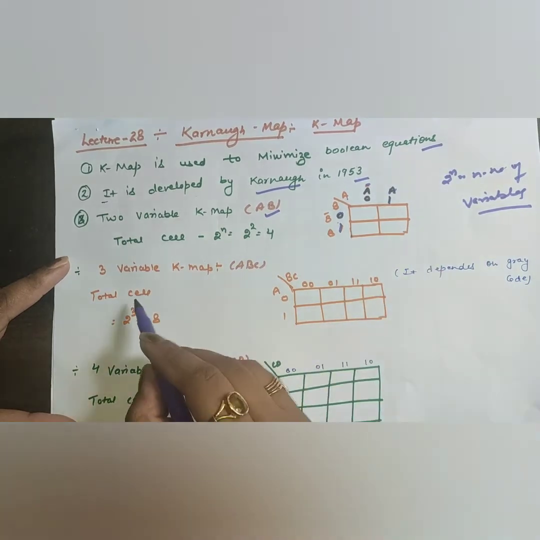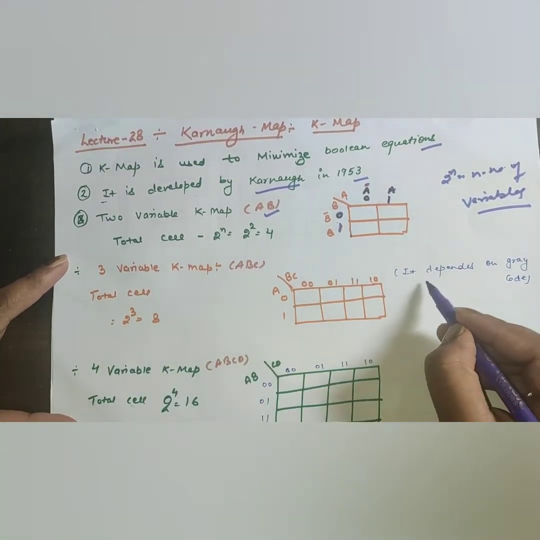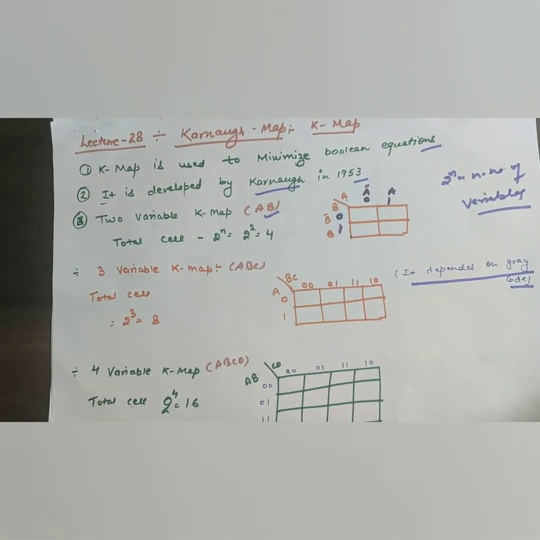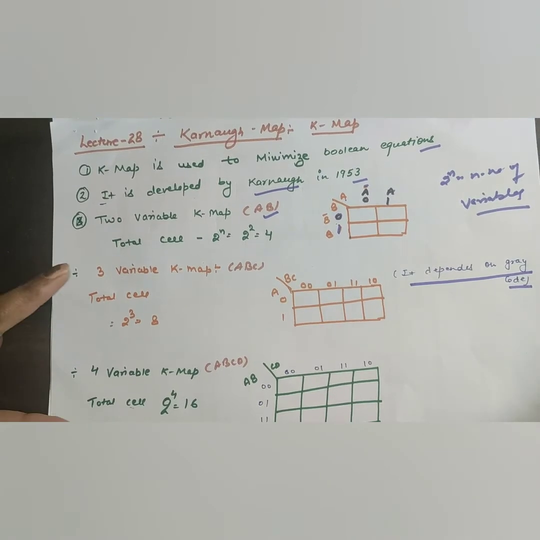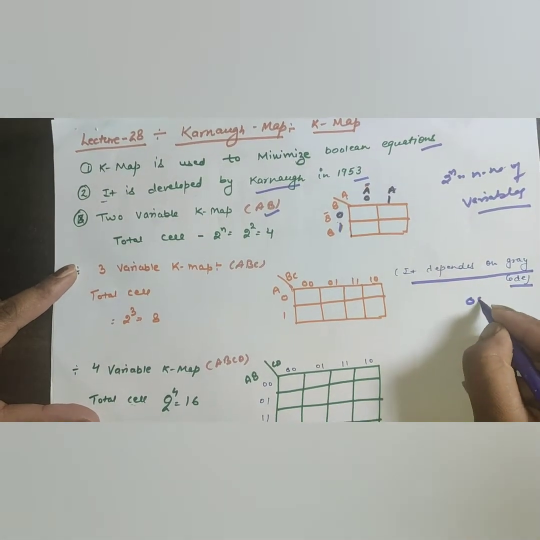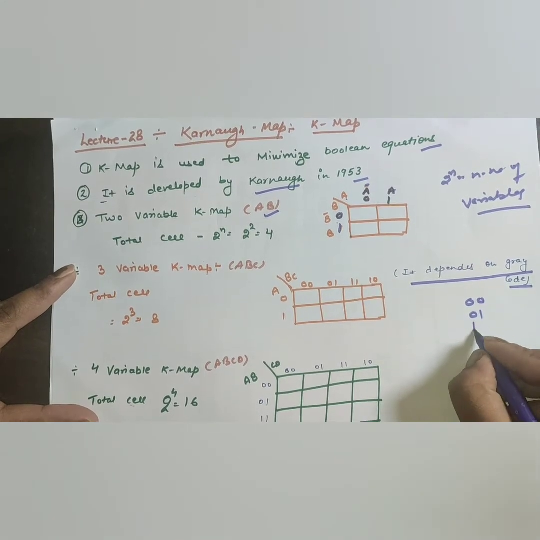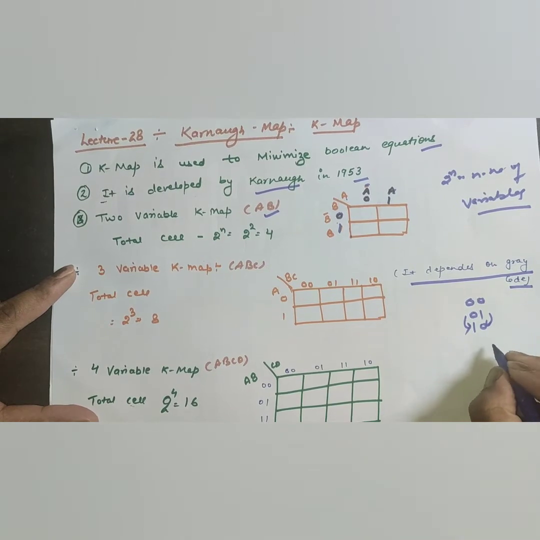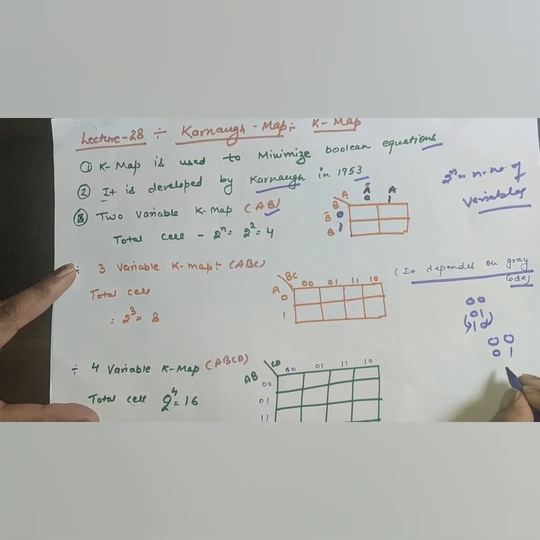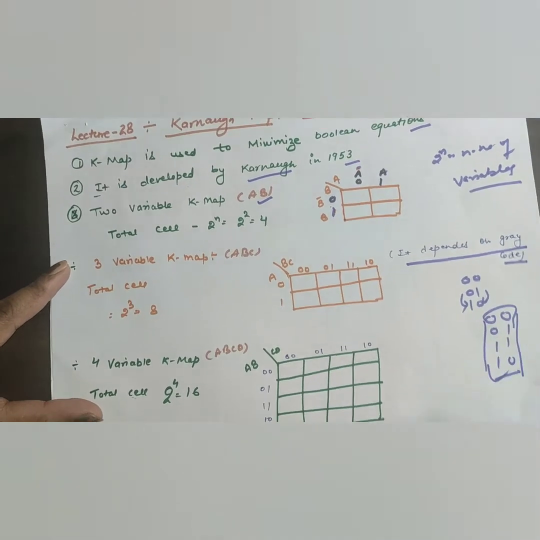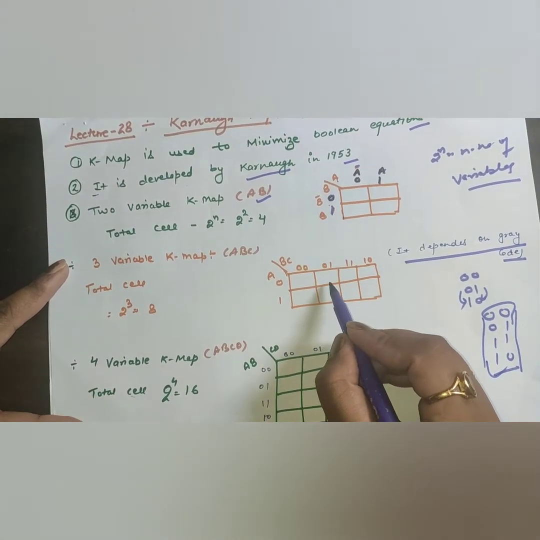One thing is also there: the K-map depends on the Gray code. That means at one time only one variable will change, like 0 0, 0 1. The next will not be 1 0 because there two variables are changed. So only one variable changes: 0 0, 0 1, 1 1 and 1 0. This depends on Gray code. That's why I will explain here.